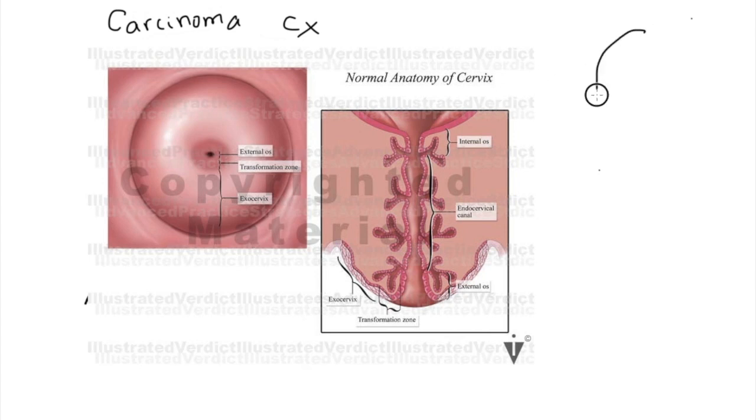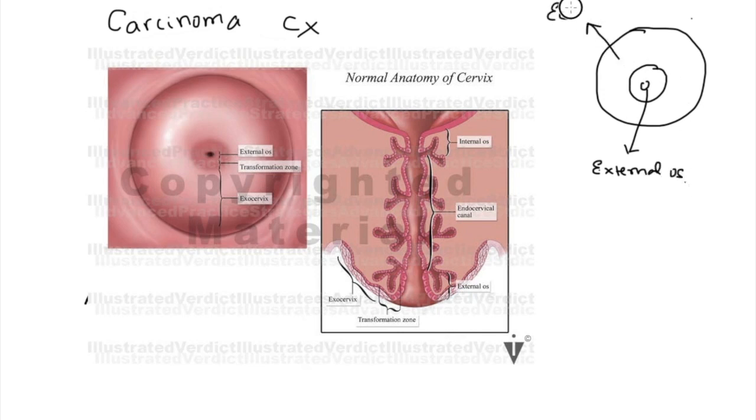So if this is a cervix which you're going to see on per speculum examination, you're going to see a structure like this and a structure like that. This tiny thing is the external os. This is the ectocervix and this part is the endocervix. And this line, which is the demarcation between your ecto and the endocervix, is called the transformation zone. So let's get this thing clear.